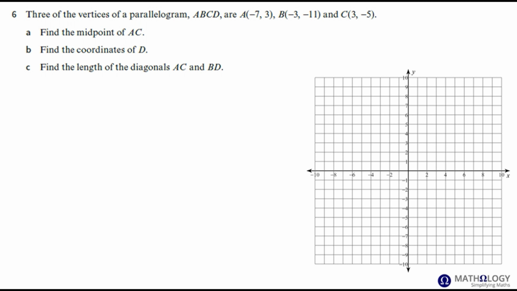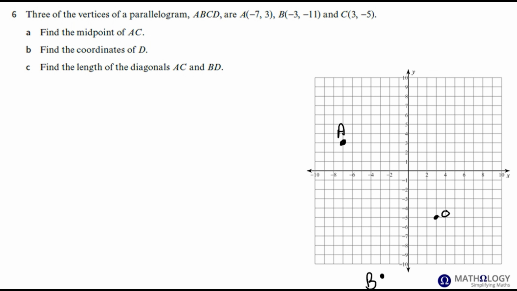Three of the vertices of a parallelogram ABCD are A (-7, 3), B (-3, -11), and C (3, -5). Find the midpoint of AC, find the coordinates of D, and then find the length of the diagonals AC and BD. Okay, again, we are going to plot these points first before we start.